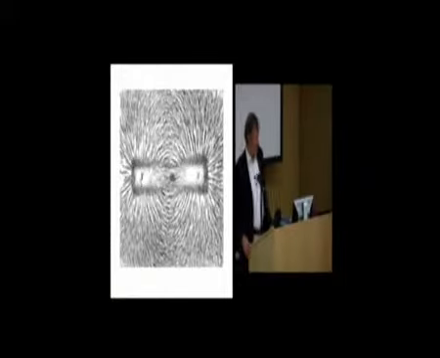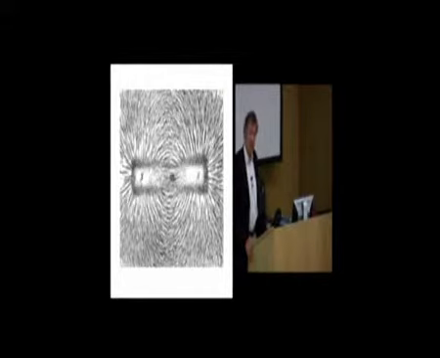And here you see the pattern in space around the magnet revealed by iron filings. If you took the iron filings away, the field would still be there. The invisible structure would still be there.